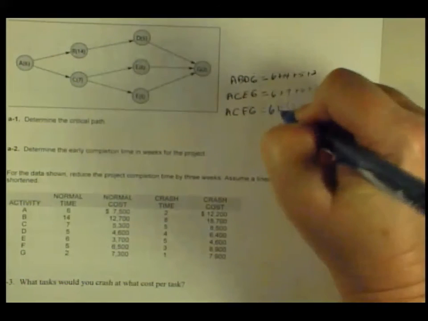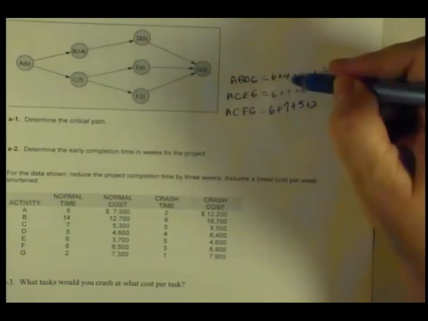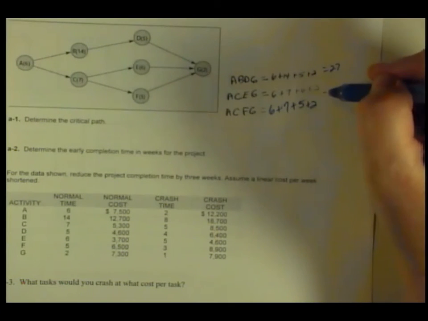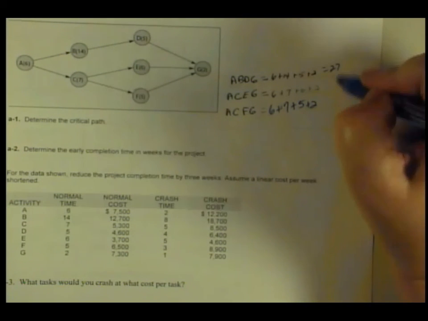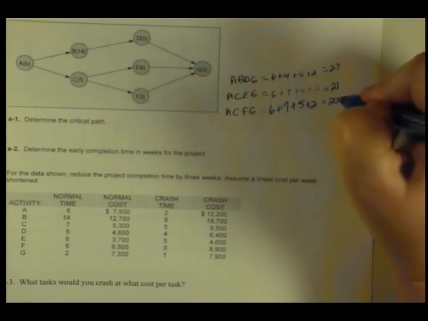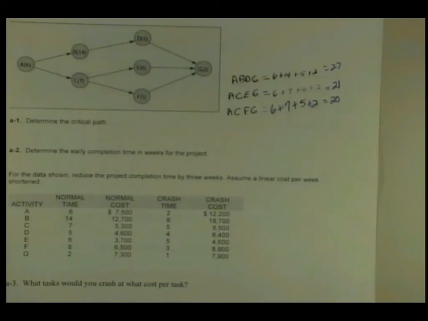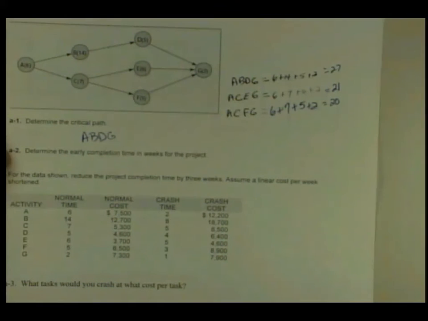So this last one is 6 plus 7 plus 5 plus 2. So 25 is 27, right, for A, B, D, G. 6 plus 7 is 13, plus 6 is 19, plus 2 is 21. 6 and 7 is 13, plus 5 is 18, plus 2 is 20. So which one's my critical path? Yep. A, B, D, G, because it's the longest. Okay? So what's the earliest completion time we could do given the way the project currently stands? Taylor? What's our earliest completion time without doing any crashing? 27. Right?